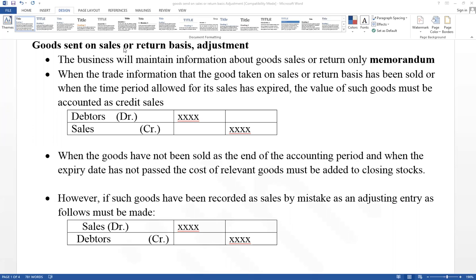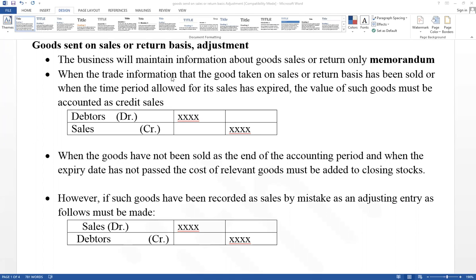From the business point of view, at the time of sending, it should not be recorded in the ledger accounts. The business will maintain information about goods sent on sales or return basis only as a memorandum. It cannot be recorded in the ledger accounts. But think about this one.